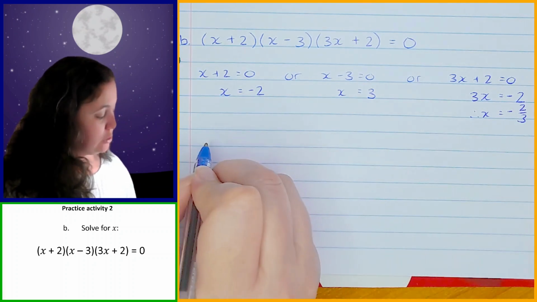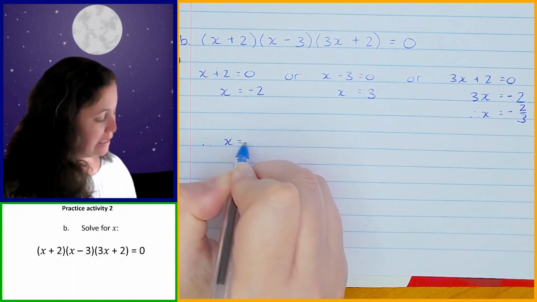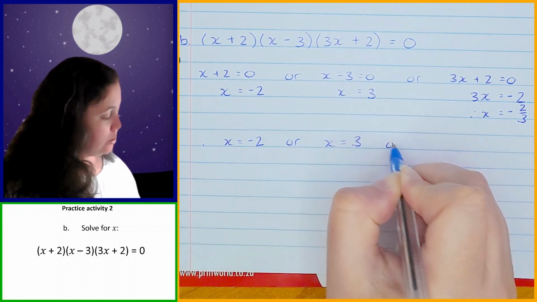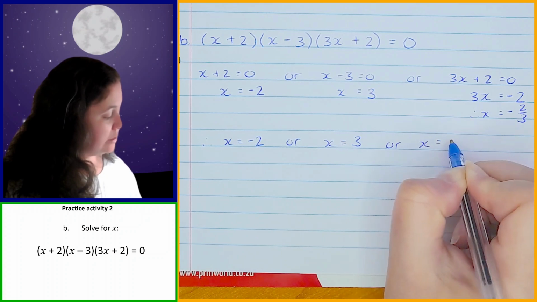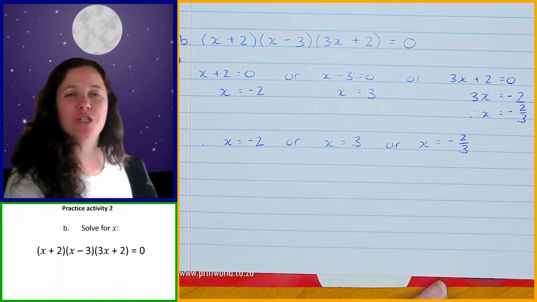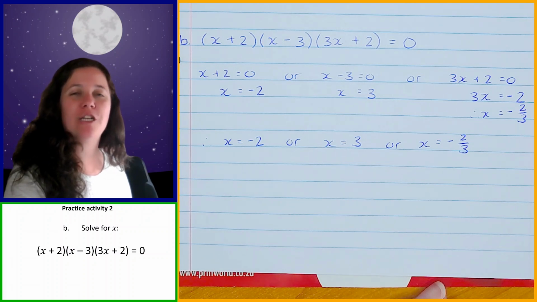So now my final solution, therefore, x equals negative 2, or x equals 3, or x equals negative 2 over 3. And that's what you should have got for question B. And that's how we solve equations with brackets.